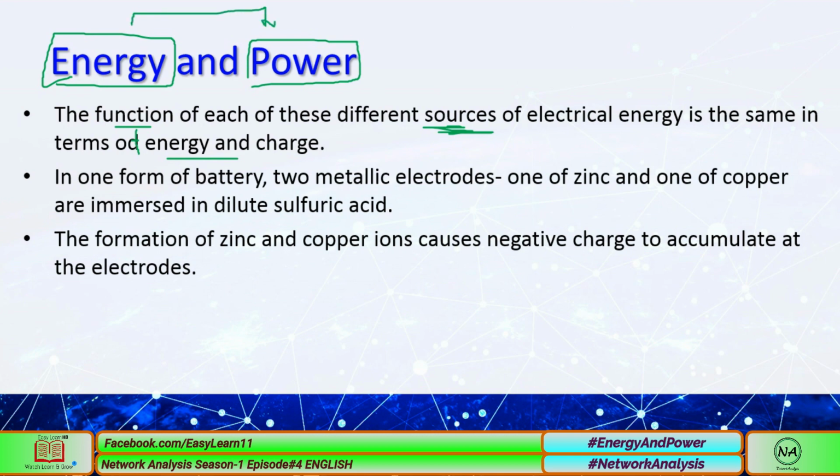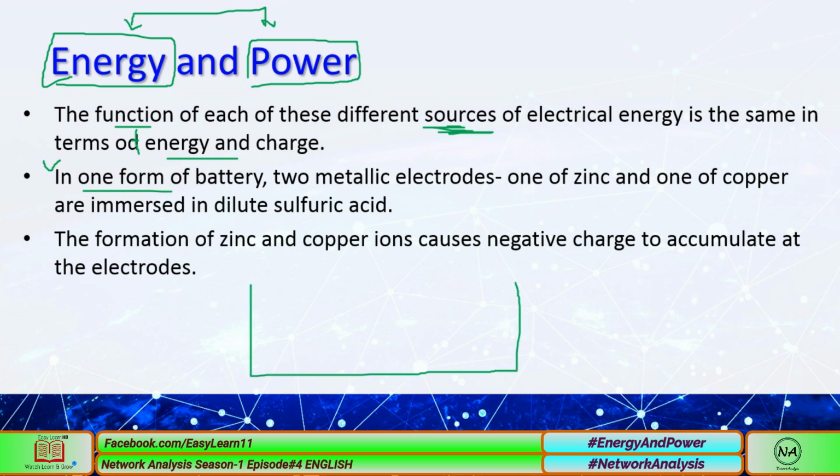In today's episode we are going to focus on energy and power and the relationship between them, in one form of the battery. This is the one example we decided to consider in today's lecture. In this first form of battery, two metallic electrodes, one of zinc and one of copper, are immersed in dilute sulfuric acid. So this is the scenario.